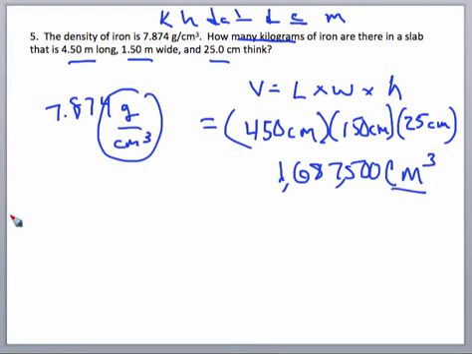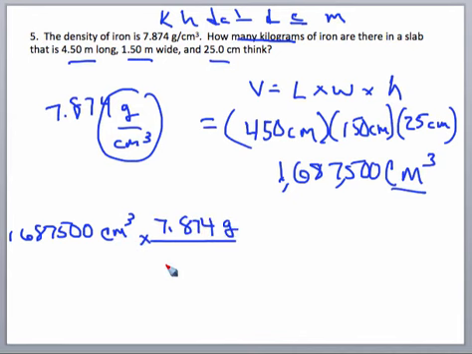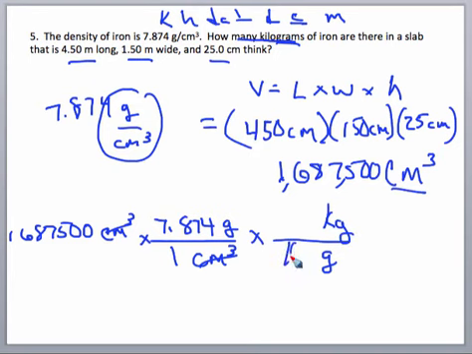Alright, so what we're going to do is we have a compound unit and a single unit, so we always start with the single unit. 1,687,500 cubic centimeters, and we want to get rid of cubic centimeters, so we're going to put 7.874 grams per cubic centimeter in the denominator, so those will cancel. Now we have grams, and we want to get kilograms, so we will go grams to kilograms, and using our King Henry's help, we know there are 1,000 grams in 1 kilogram. So grams cancel, and we have kilograms.